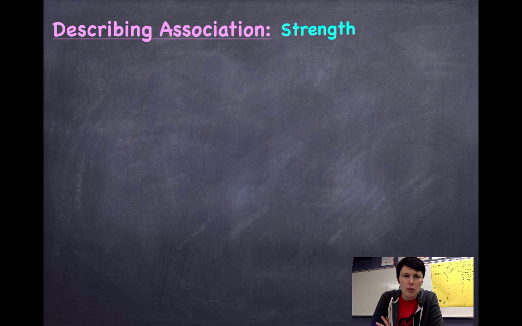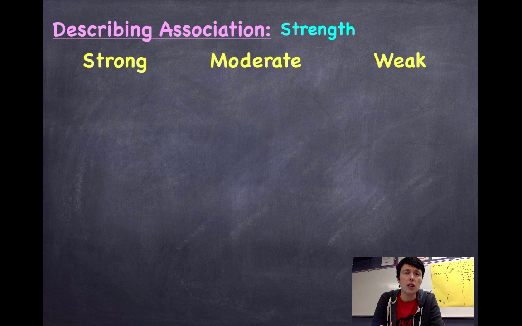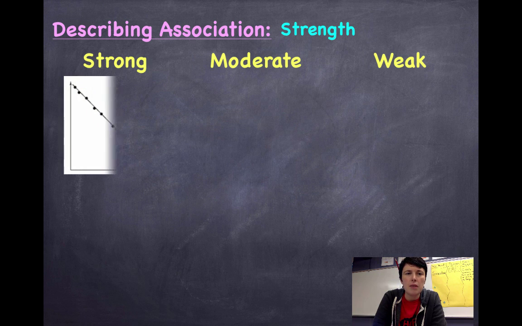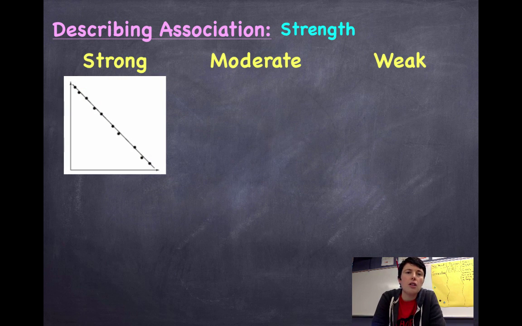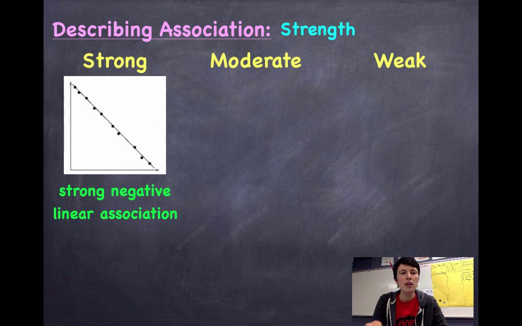There's something else too when you're describing association. Another really important thing is the strength of the association. So we organize it into three levels. You can have a strong, a moderate, or a weak association. And what that basically means is this. A strong association is when all the data is really close to that line. I mean, look at that example picture. All the data is practically touching the line. That's a really strong association, and it's a negative slope, it's linear, so we say it's strong, negative, and linear.